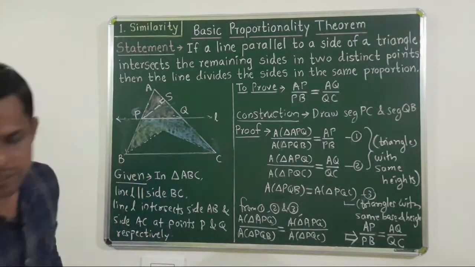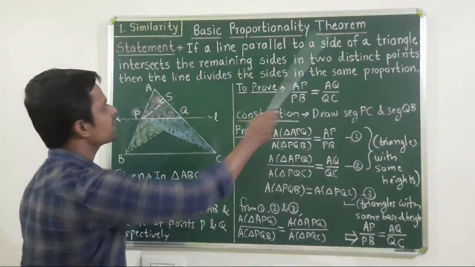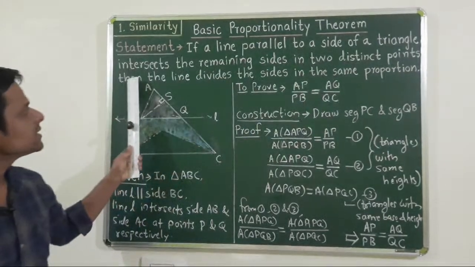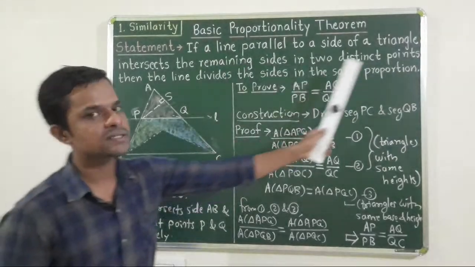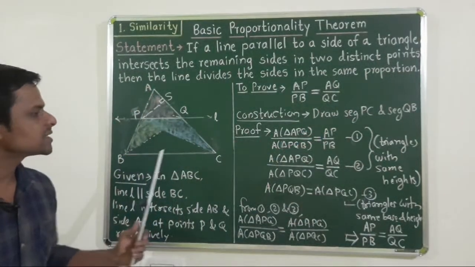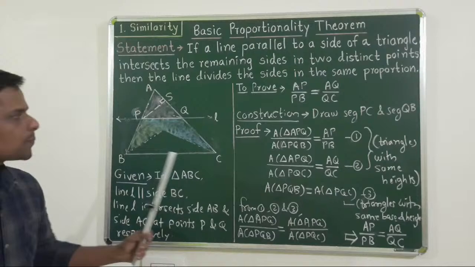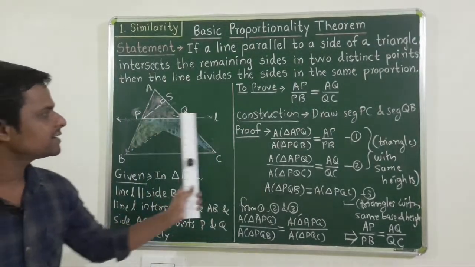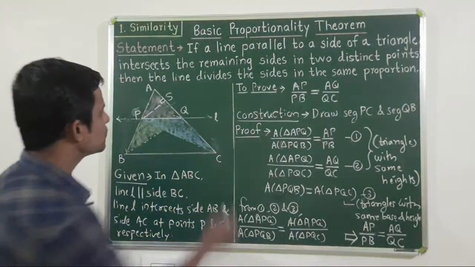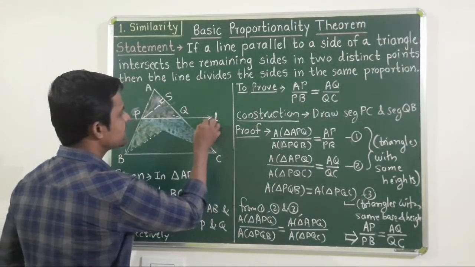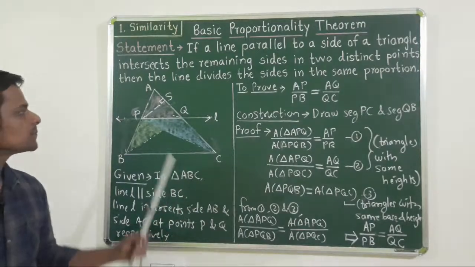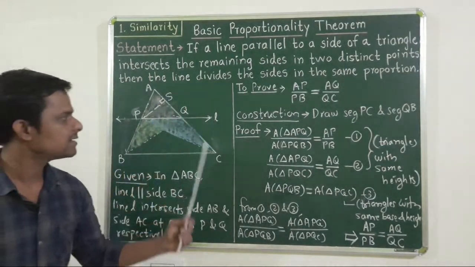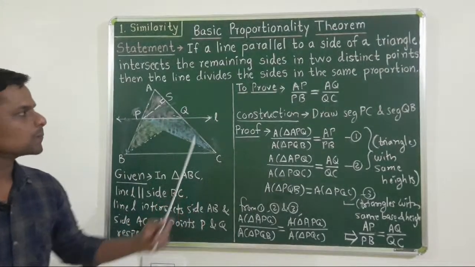Statement of this theorem is, if a line parallel to a side of a triangle intersects the remaining sides in two distinct points, then the line divides the sides in the same proportion. Now the first step to prove any theorem is to draw proper diagram. We have drawn triangle ABC, and there is one line L which is parallel to one of the sides of the triangle, that is line L is parallel to side BC, and line L divides side AB at P, line L divides side AC at point Q.